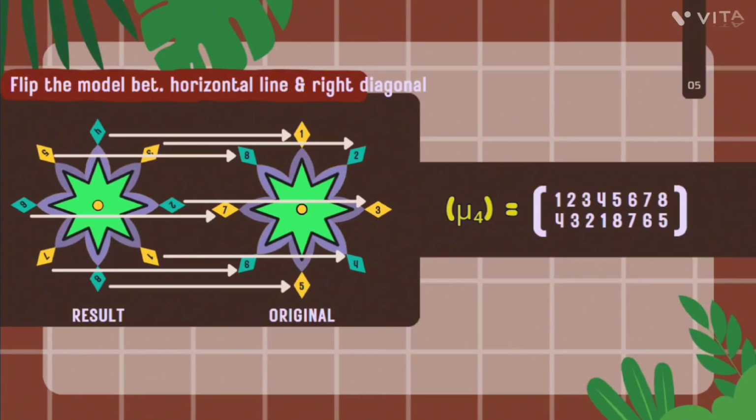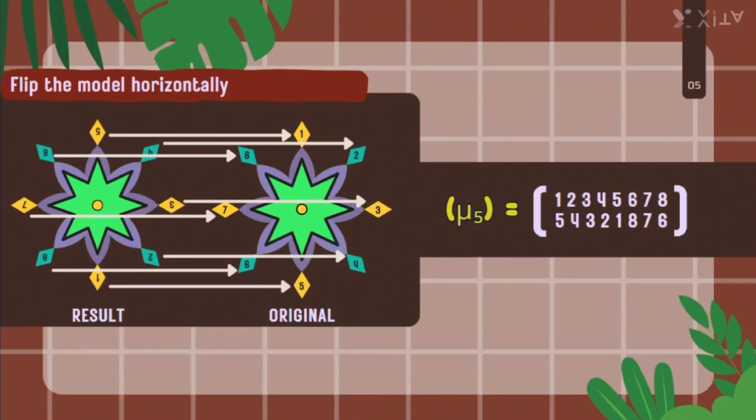Same process sa mu sub 4. This is the result. So 4 maps to 1, 3 maps to 2, 2 maps to 3, 1 maps to 4, 8 maps to 5, 7 maps to 6, 6 maps to 7, and 5 maps to 8. Same process pa rin sa mu sub 5, and this is the result after the movement or after flipping it horizontally.